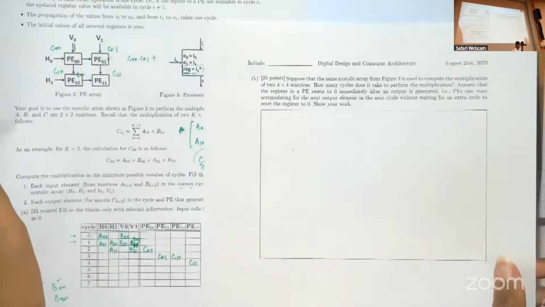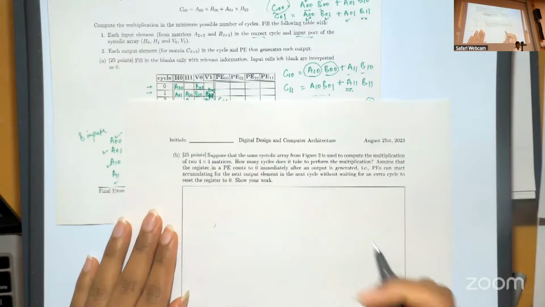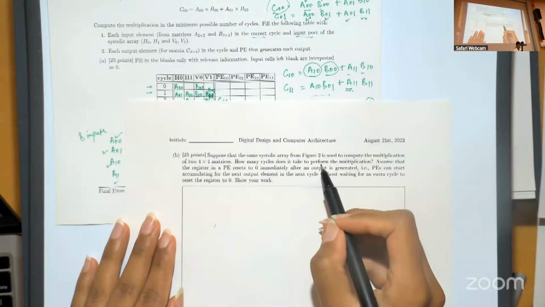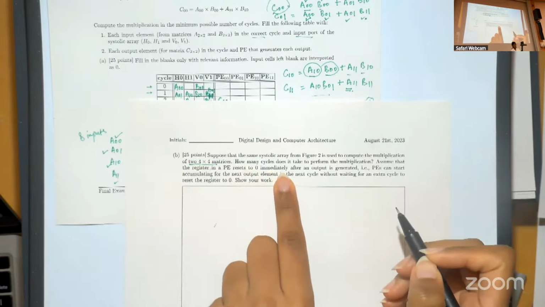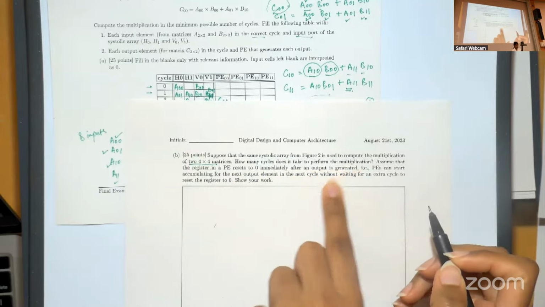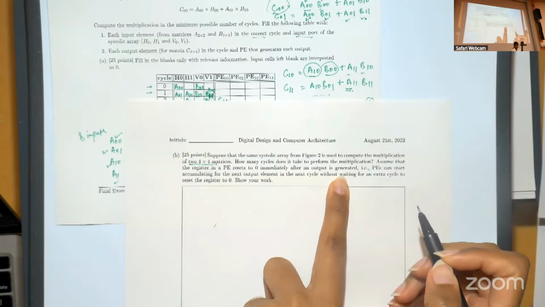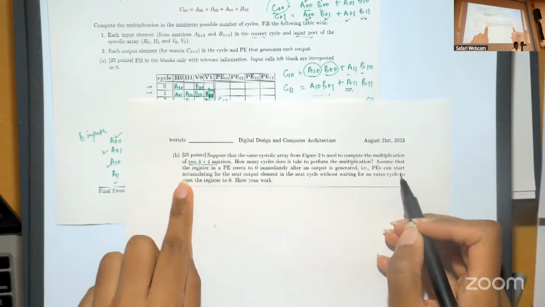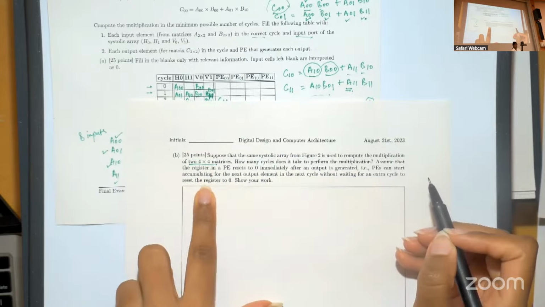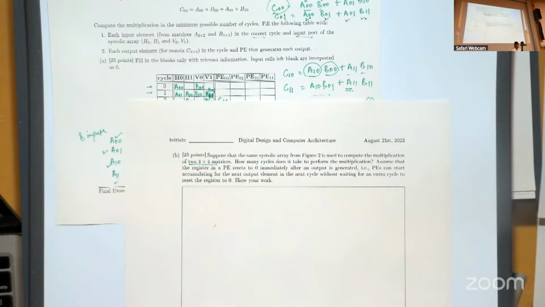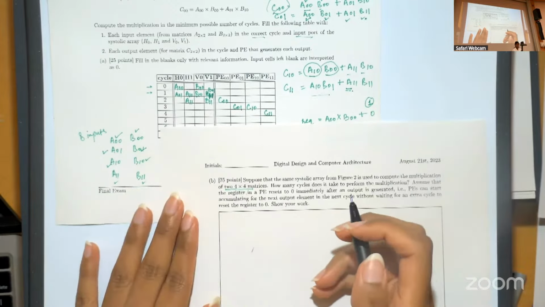Now we have one more part for this. So the question is, suppose that the same systolic array from figure 2 is used to compute the multiplication of two 4x4 matrices. How many cycles does it take to perform the multiplication? Assume that the register in a PE resets to 0 immediately after an output is generated. That is, PEs can start accumulating for the next output element in the next cycle without waiting for an extra cycle to reset the register to 0. So you don't have to waste a cycle to reset the register to 0. That's what this says.